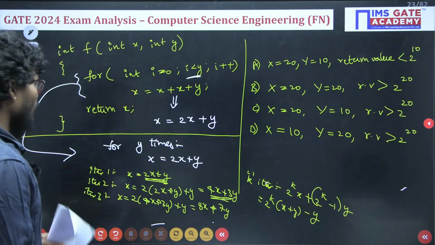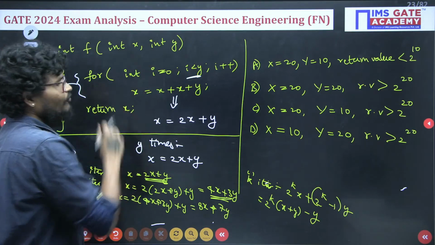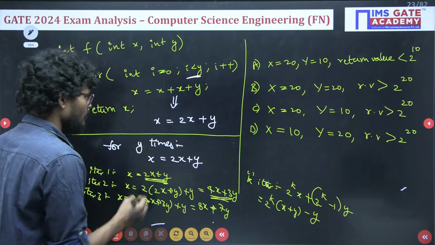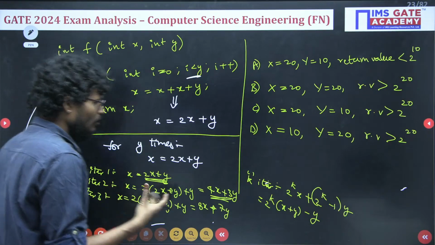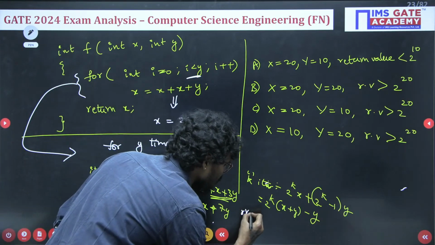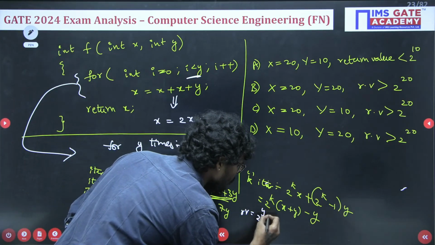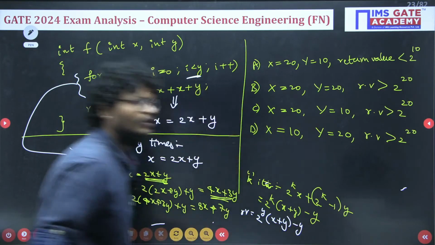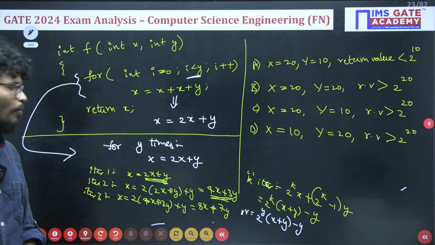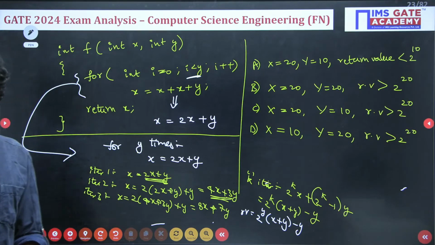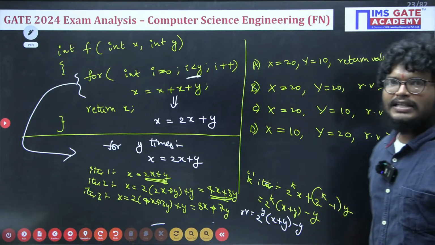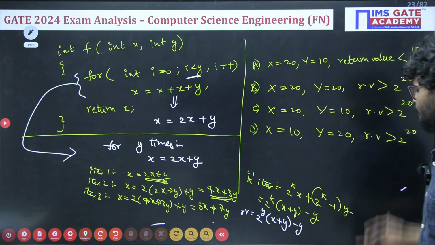So now we know that this for loop is running for how many iterations? y number of iterations. So what is the final return value that you will get here? Return value is equal to 2 power y into x plus y minus y. The program returns 2 power y into x plus y minus y. Now see which of the options are satisfying.